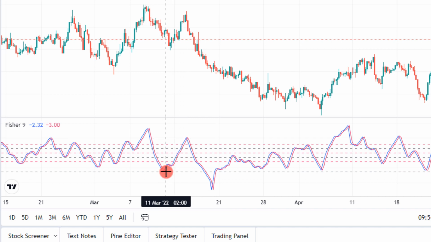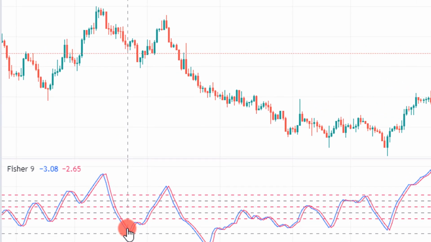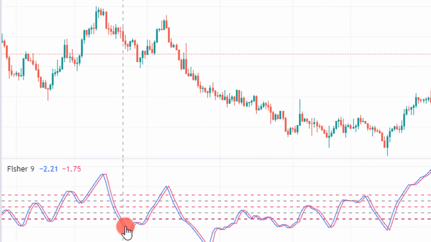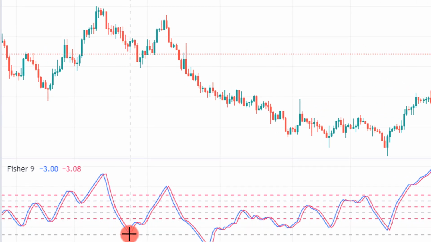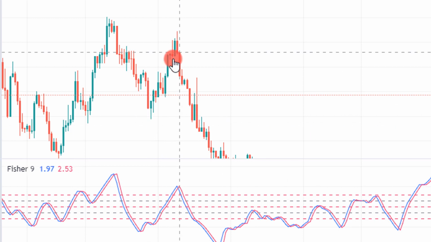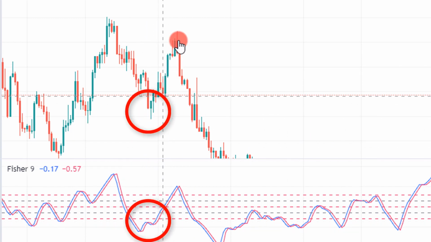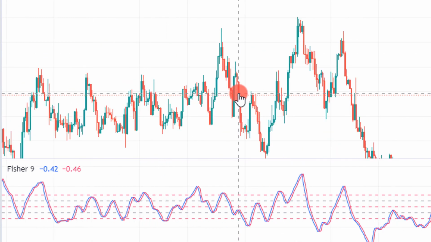First of all, the Fisher line and trigger line have to come to the oversold position, that means the lower horizontal line. Then when the blue line crosses the red line and goes up, that time you will take a buy entry because you are getting a buy signal to go up. And you can see when these two lines cross each other and go up, the market also goes up. So this is the way you take a buy entry.